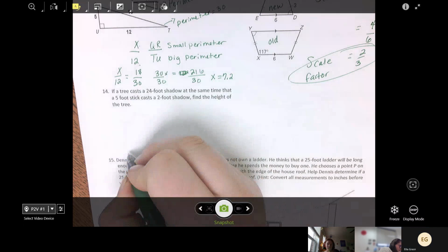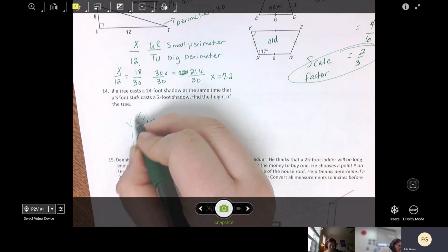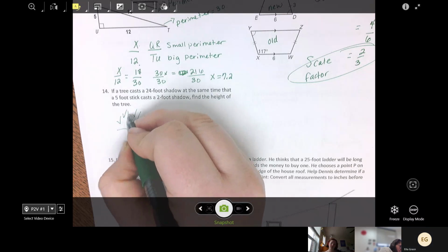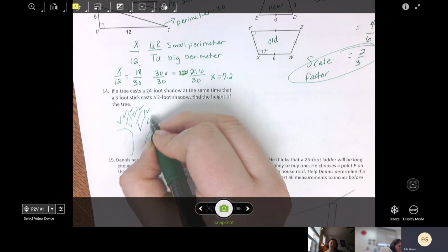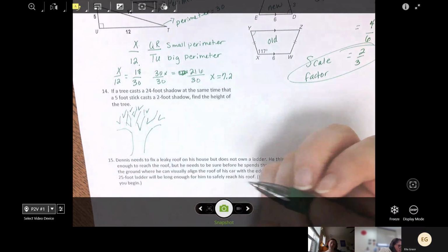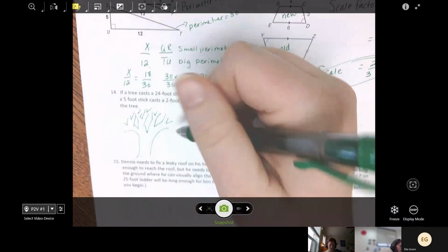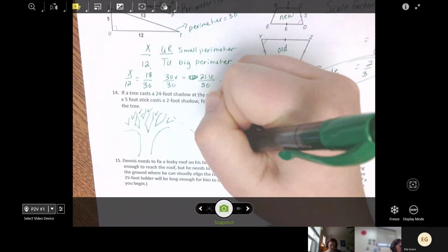So I'm going to draw a tree. I learned this trick from my roommate. She said, always draw V's when making a tree. Just a bunch of V's. So that's my tree. Okay. And it casts a shadow.